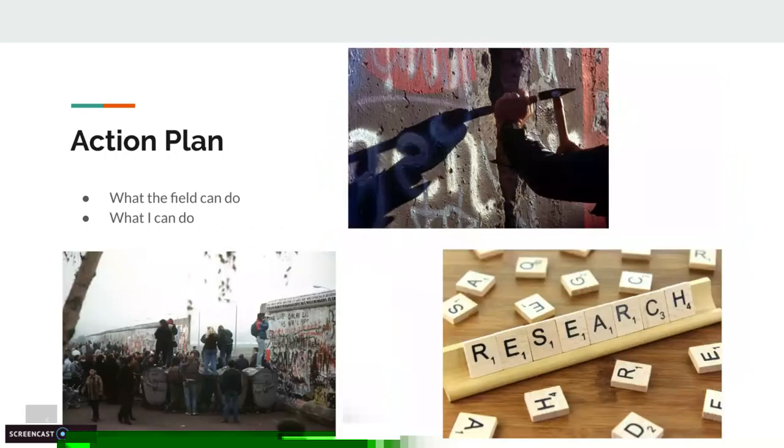Action plan. As you can see here, 2 of these pictures are barriers being taken down. Actually, those 2 pictures are also the Berlin Wall being taken down. That was another famous barrier. The other picture is about research, because research can always be a great part of an action plan. So what can we do?